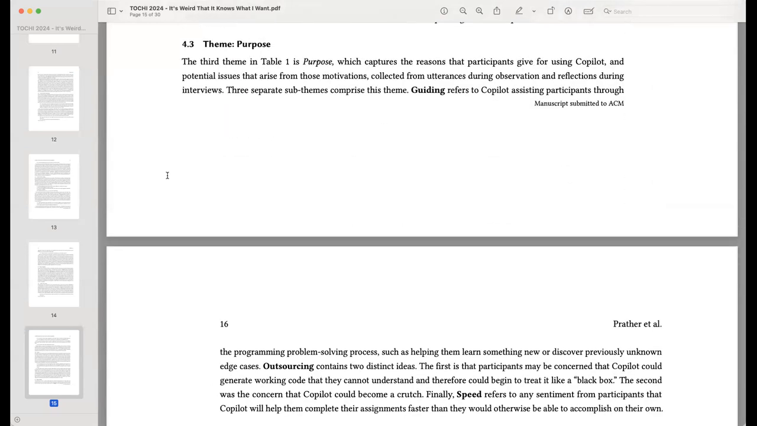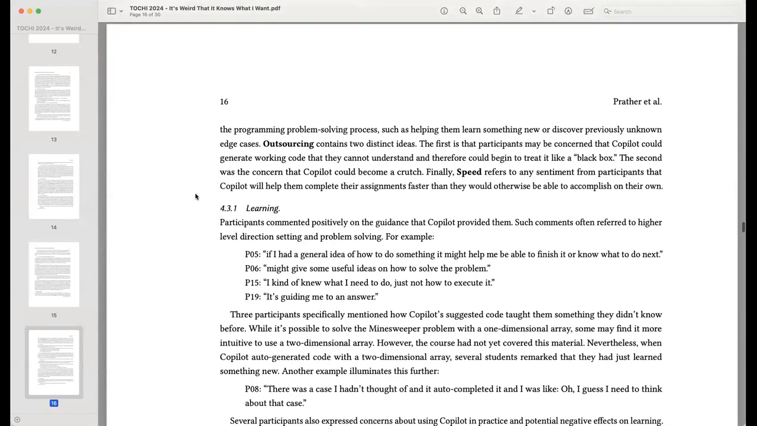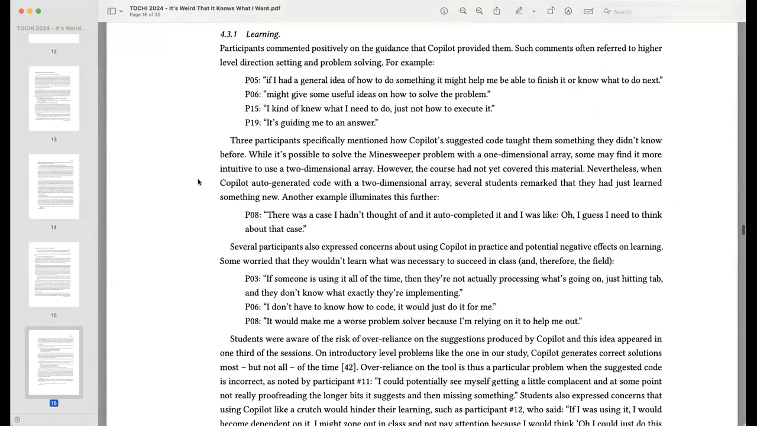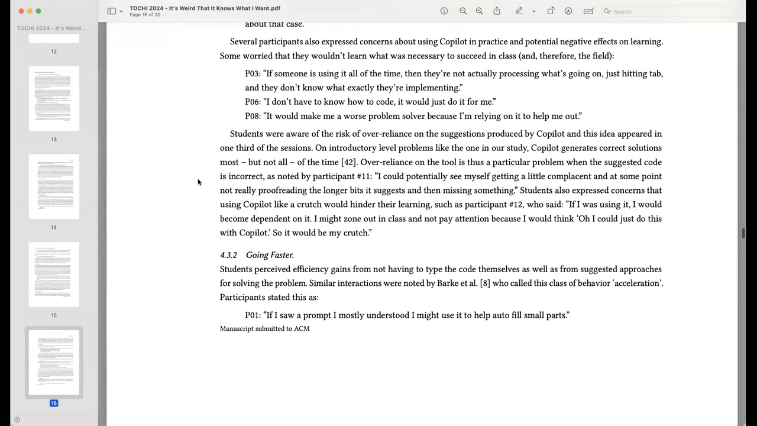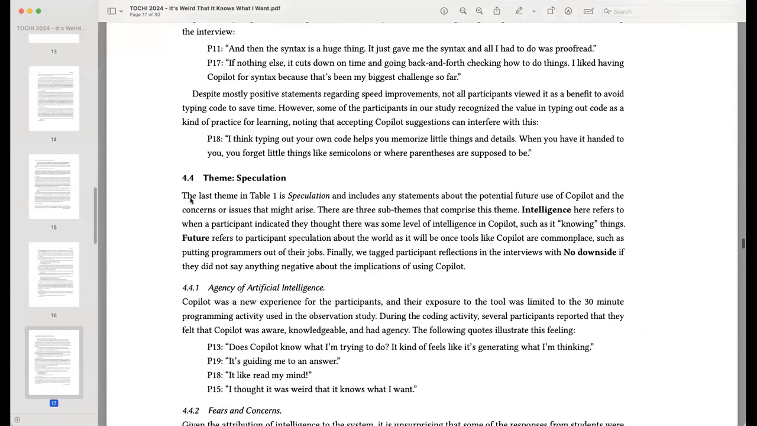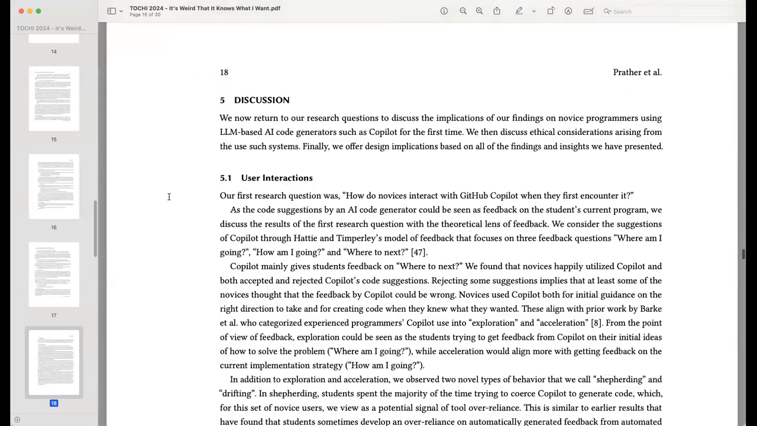Students also had reasons for using Copilot, and they would give it some kind of agency almost. They would think it was guiding them to something. They also thought it would speed them up, perhaps, and they also thought it would enhance their learning. And finally, the last theme here is speculation, which is just that many students voiced some ideas about what AI could or couldn't do in the future.